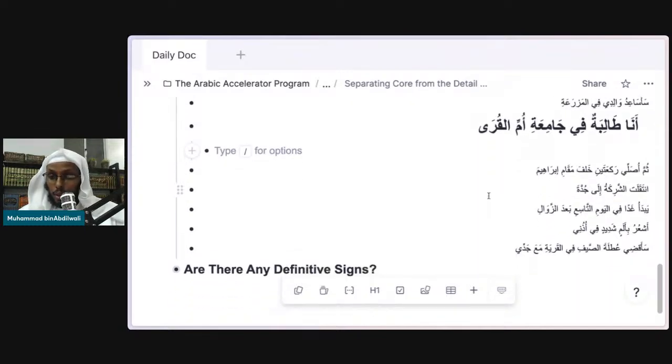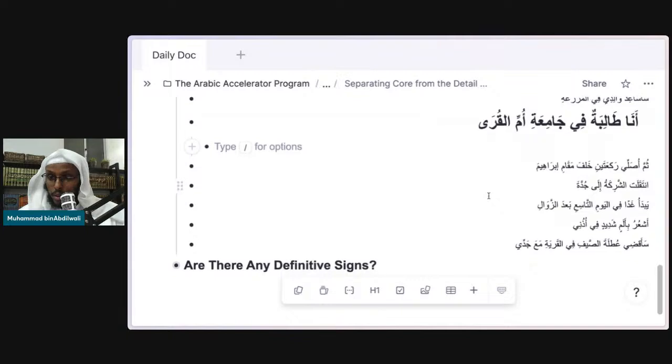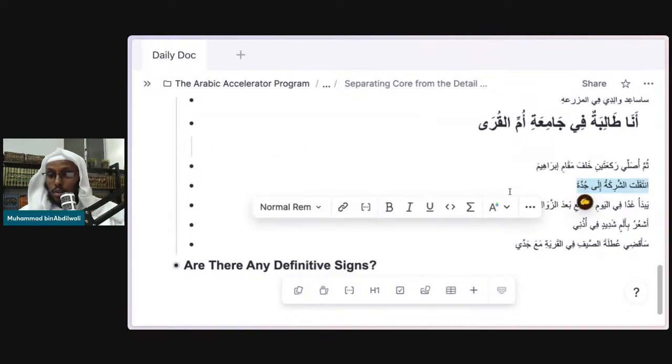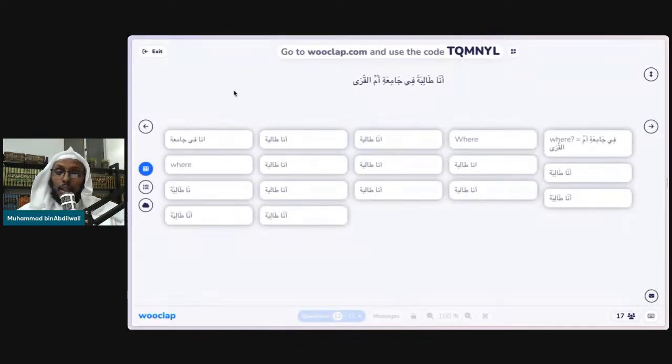طيب. Let's look for another one. Okay, let's do this one. انتقلت الشركة. Someone said أنا في جامعة. لا. You see? لا. That's not the core sentence. The core sentence is not that she's at a university. Okay, if you say the core sentence is أنا في جامعة, and I ask you, is she a student? Yes, she is. واضح? So the main point is that she's a student.